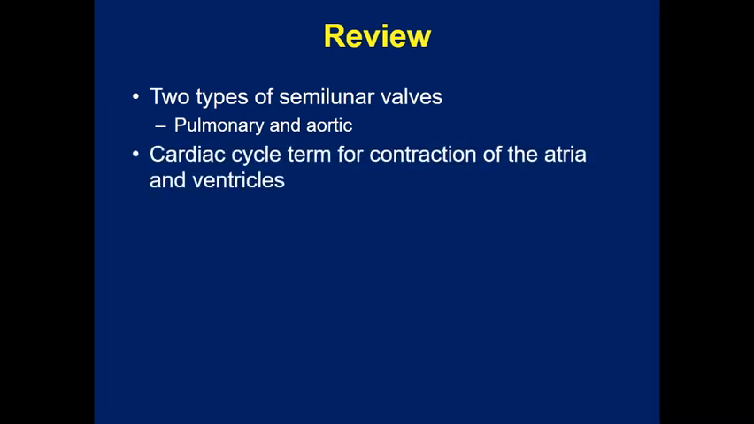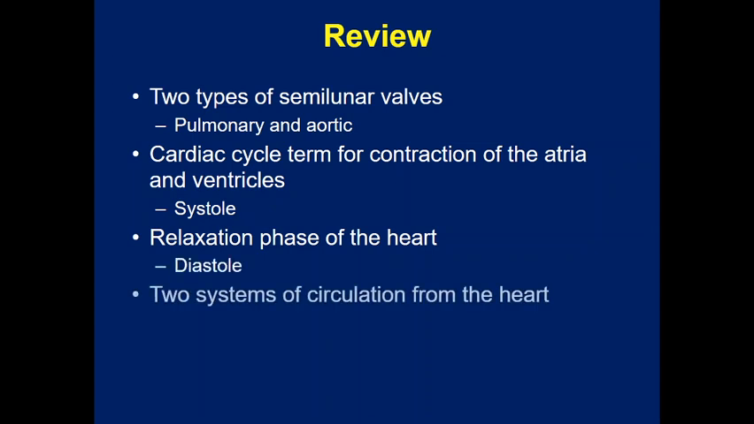Cardiac cycle term for contraction. There's a blood pressure as a name, systole, and then relaxation is diastole. Two systems of circulation from the heart. So this one might be a little confusing, but what it's saying is what sort of circuits do we have? What groups of circulation? And then the hint would be we have a right side that pumps blood to this circulation and a left side that pumps blood to the other. So it's our pulmonic and systemic.